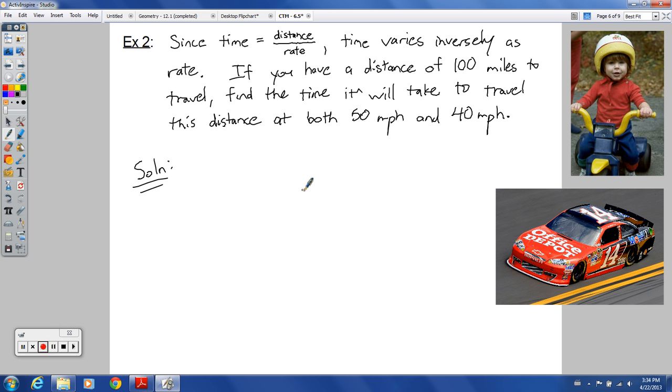Solution. What are we going to do? I'm going to split this into two parts. So I'm going to have over here at 50 miles per hour and over here at 40 miles per hour.